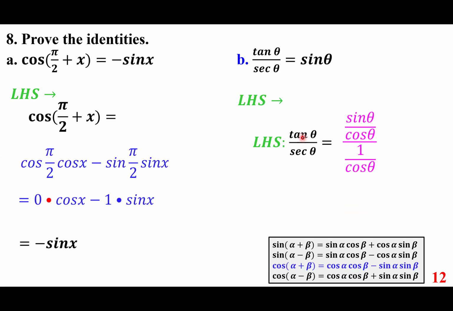Clearly, you are dealing with a complex fraction. So we're going to multiply the top and the bottom by the LCD, which is simply cosine theta. As you can see, this one cancels out, this one completely cancels out. The final answer is sine theta, which is the right-hand side, and we are done.